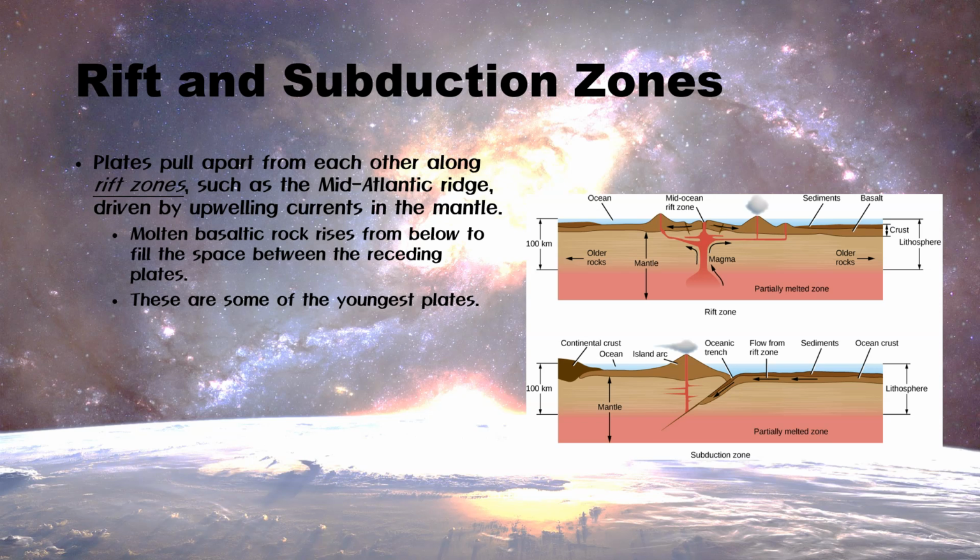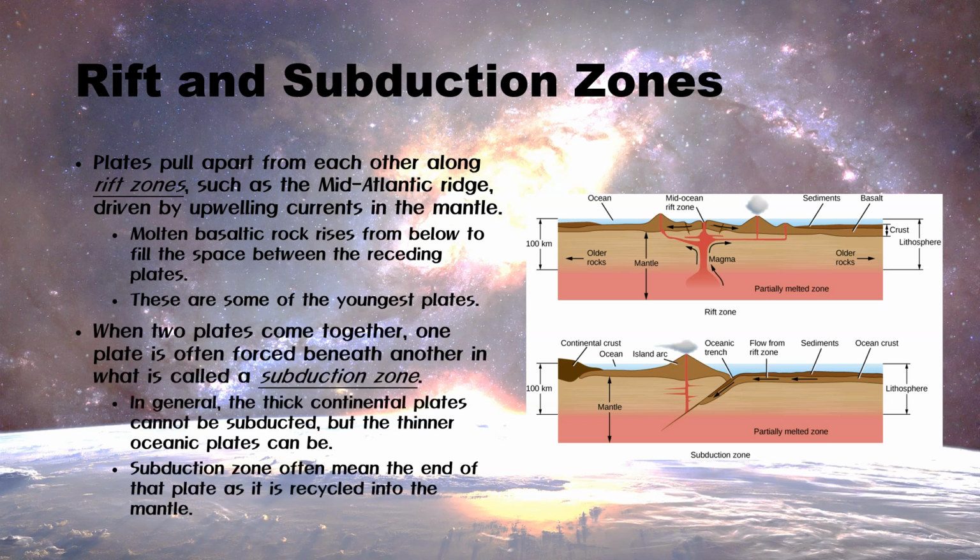Instead, these gaps, when they open up, immediately are going to fill with material. Now, when two plates come together, such as in South America, one plate is often forced beneath another in what we call a subduction zone. So it's forcing the other plate underneath it. And in general, the thicker continental plates cannot be subducted, but the thinner oceanic plates, because they are often younger, can be subducted. Now, subduction zones often mean the end of that particular plate as it's then recycled back into the mantle.